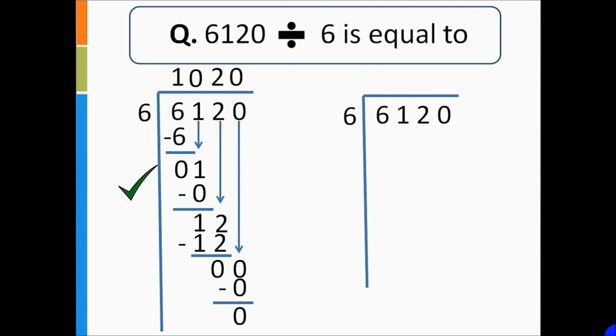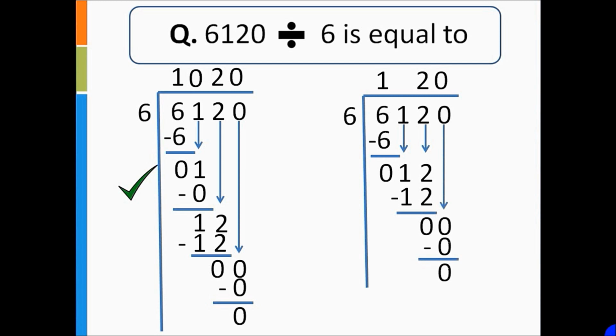They first divide 6 by 6, putting a 1 in the quotient. Then they bring the next digit down, which is a 1. Since 1 cannot be divided by 6, it is possible that they immediately bring the 2 down and therefore divide 12 by 6, putting a 2 in the quotient.